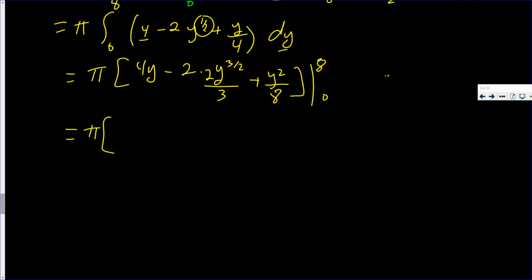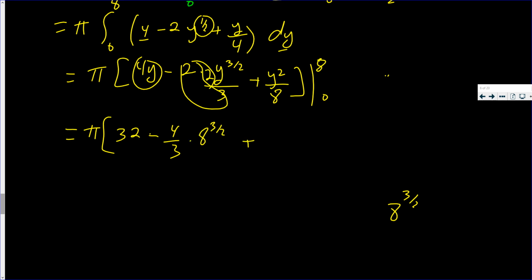Pi, you plug in 8, you get 4 times 8, or 32. Now, this here is, including that 2, sorry, that's 4/3. Now, what is 8 to the 3 halves? Oh, I thought that was doable. Okay, so you get 8 to the 3 halves. And then for the next term, one of those 8's will cancel. Get 8 squared over 8, which is just 8.